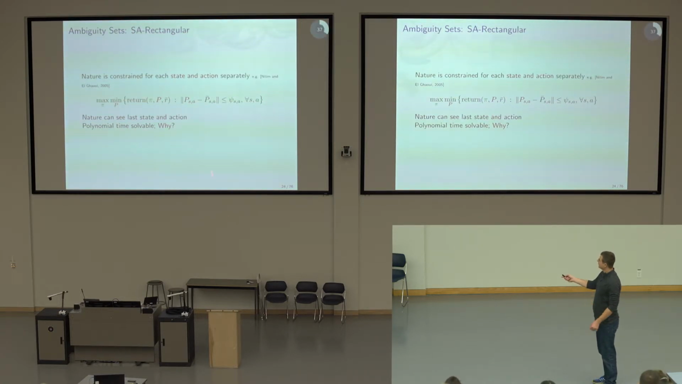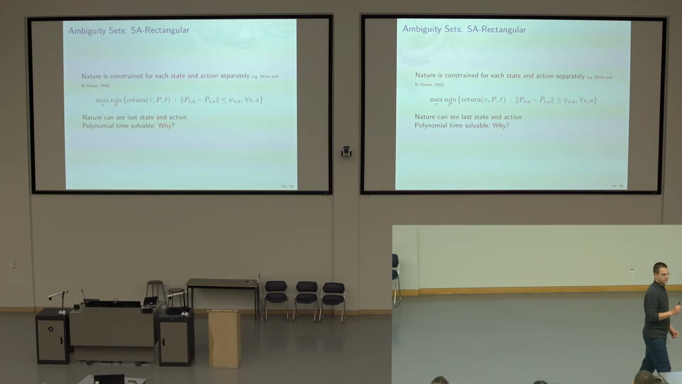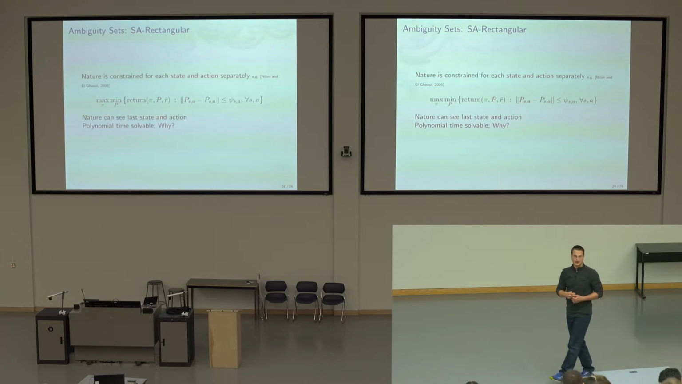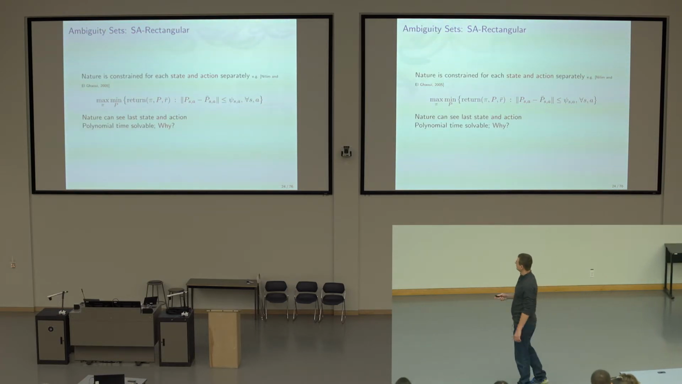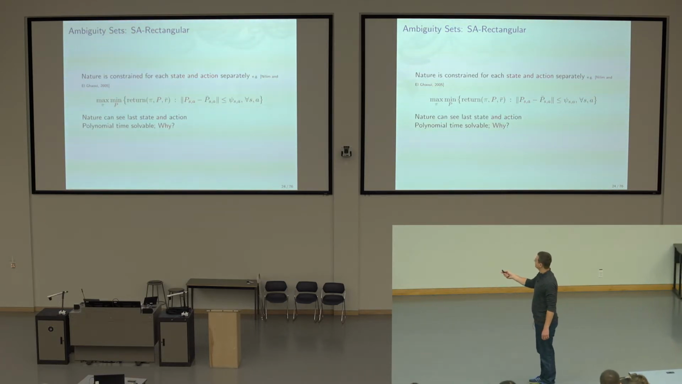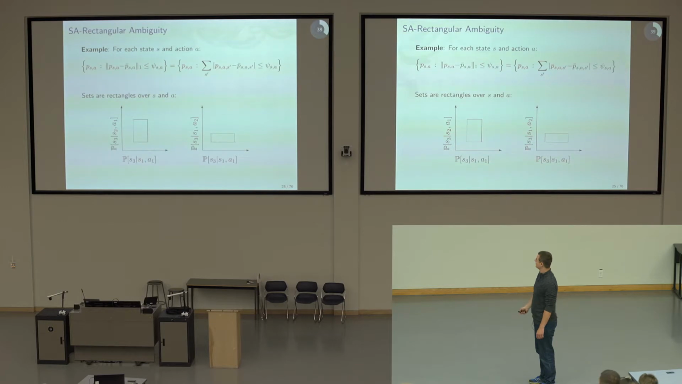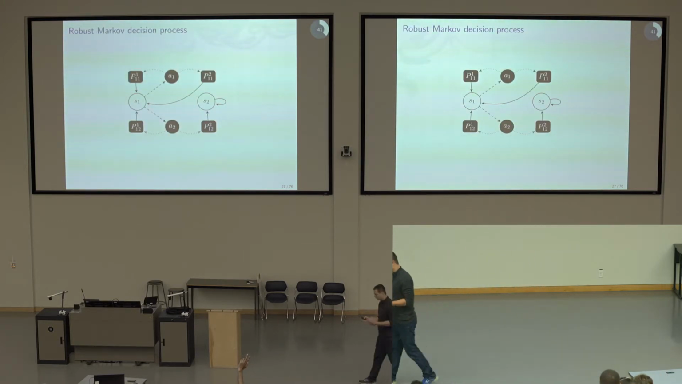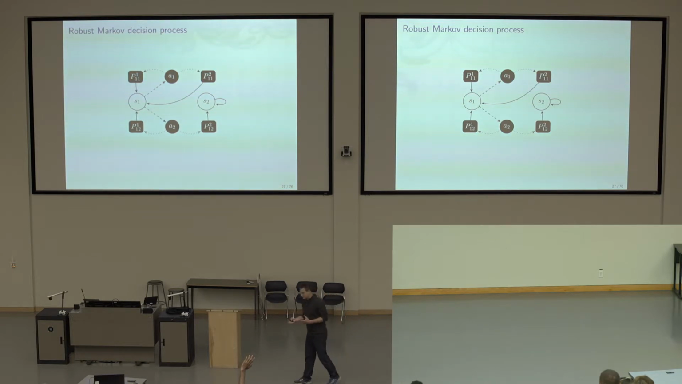In the S-rectangular case, you're assuming a nature which is more powerful. The nature gets to see the state you're in and can respond to any action you take with a different kind of noise. All right, so in this case, the nature is constrained for each state and action independently. So you can really see this robust MDP as a game.